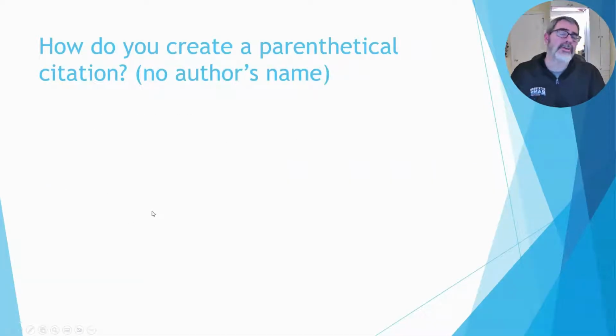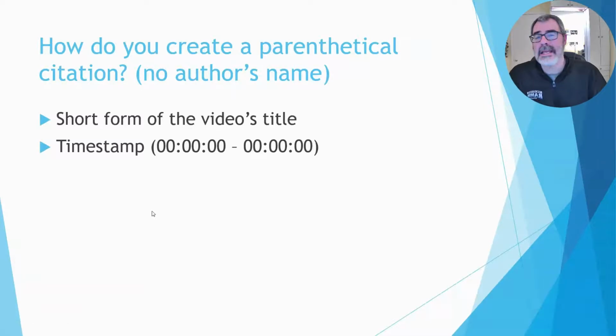But what do you do if you don't have the author's last name? You do the exact same thing that you would do to an extent if you didn't have the last name for the entry, except rather than taking the entire title, you're going to take what's called a short form of the video's title. Well, what does that mean?